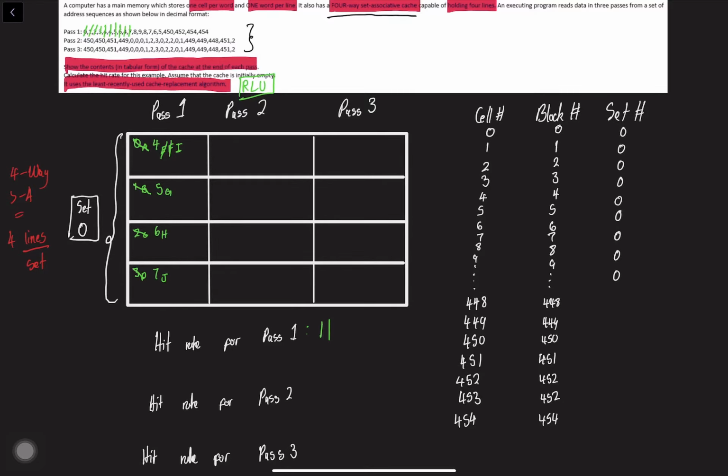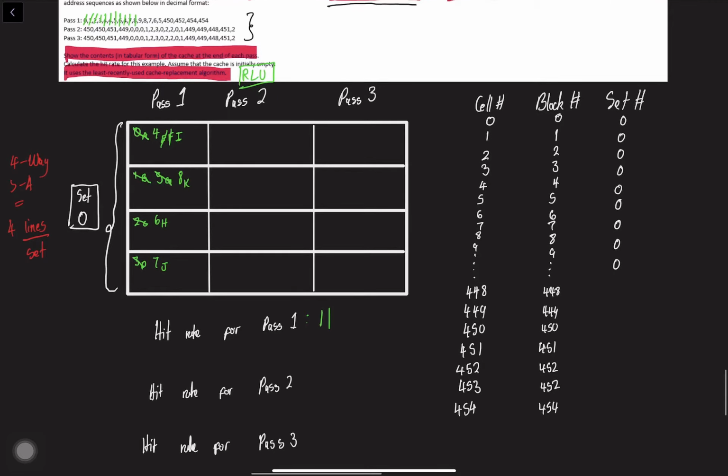Right, we jump on to the next one, which is an 8. We don't have an 8 in our cache, and the least recently used is the G. So we remove the G, we put the 8, and we have K. So K is our next one. So we have 9. We don't have 9 in our cache, so we remove the least recently used, which is H. So we have 9, L.